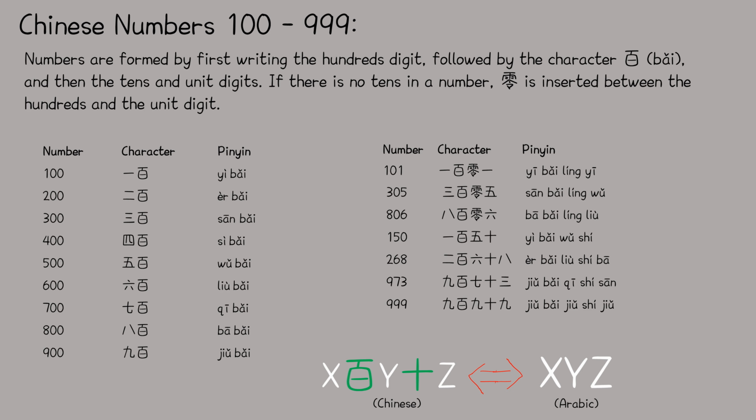Chinese numbers 100 to 999. Numbers are formed by first writing the hundreds digit, followed by the character 百 and then the tens and unit digits. If there is no tens in a number, 0 is inserted between the hundreds and the unit digits. For example, 100 is written as 100, 200 is written as 200, 305 is written as 305, 268 is written as 268.